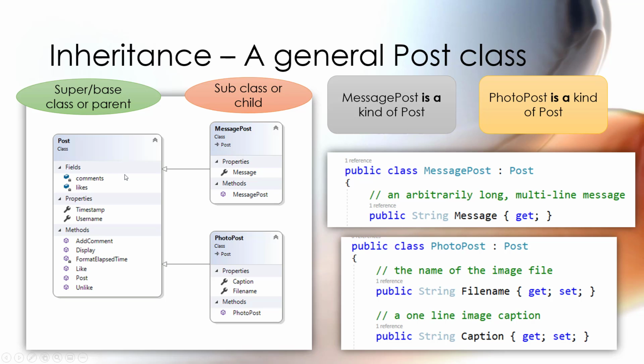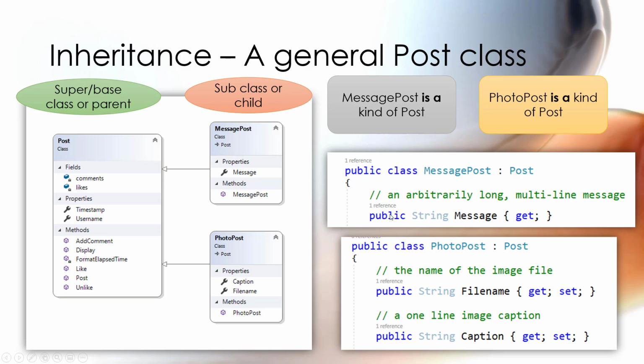These are what both these posts have in common. They have comments, they have likes, they have a timestamp, they have an author or a username. We want to add a comment, we want to display them, and so on. So we're going to create a super class, a parent class, and these two classes will inherit from the post class and add extras. The extra the message post has is a message. The extras a photo post has are a file name and a caption.